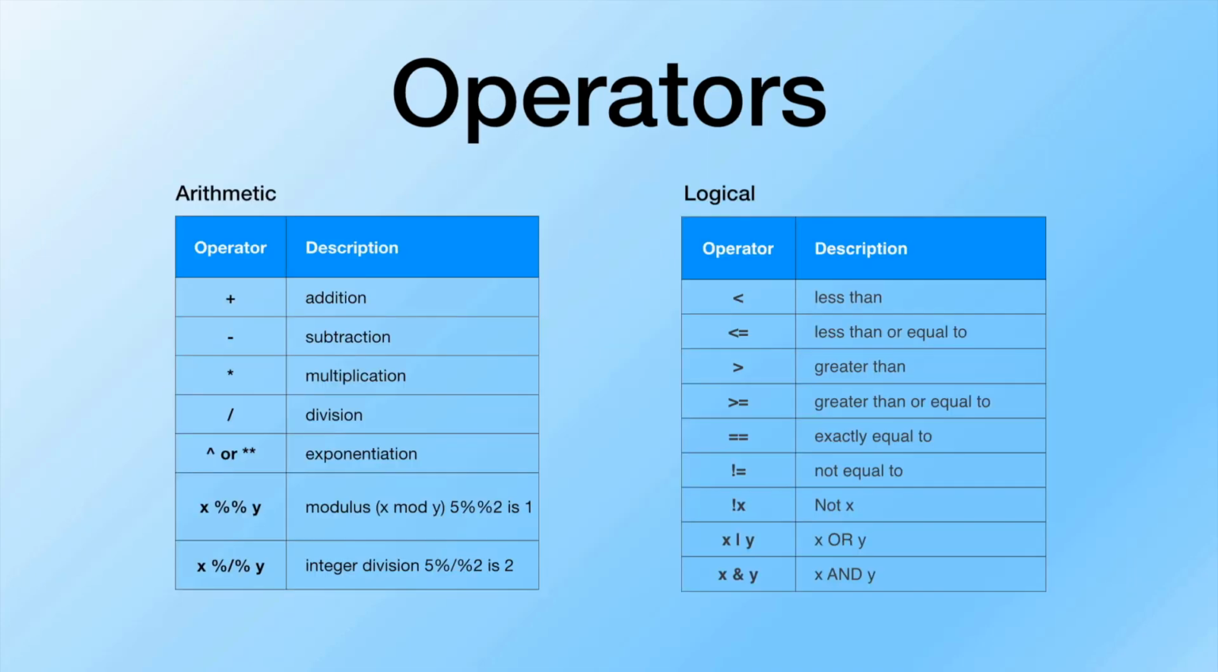For the operators, we're going to be covering arithmetic and logical operators. I don't need to list all of these. Some of them should look familiar on both sides. For arithmetic, other than the obvious, we're also going to be covering exponentiation, modulus, and integer division. And on the logical side, we're going to be covering many things, including not x, x or y, x and y. And that should also introduce us to the true-false types.